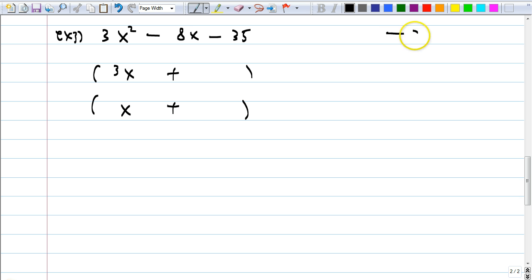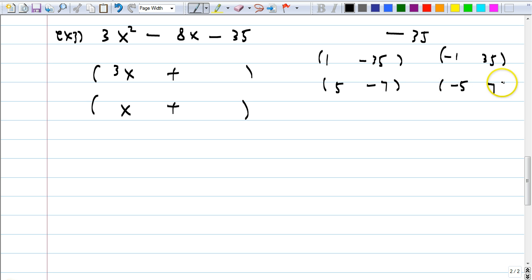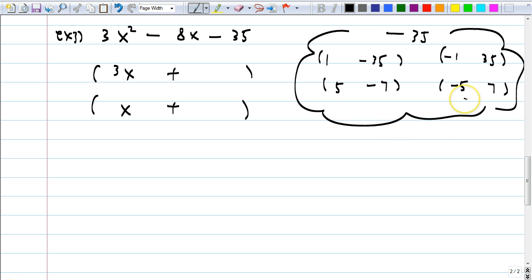Now look at negative 35. Negative 35, there are many factors, right? That you could multiply two integers together to get negative 35. The easiest one is 1, negative 35. Is that right? What else? I could also have negative 1, positive 35. What else could I have? Does 2 go in? No. Does 3 go in? No. 4? 5? 5 and negative 7, right? Of course, you could have negative 5 and positive 7. And I think that's it, right? Of course, you got to try both ways. So there are actually 8 ways that you should try.